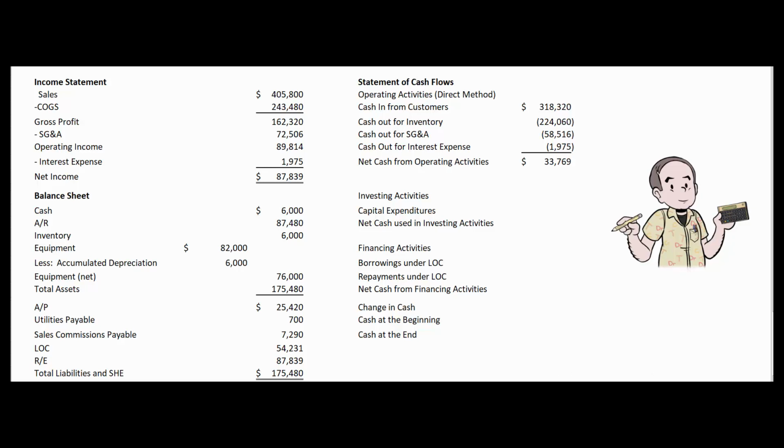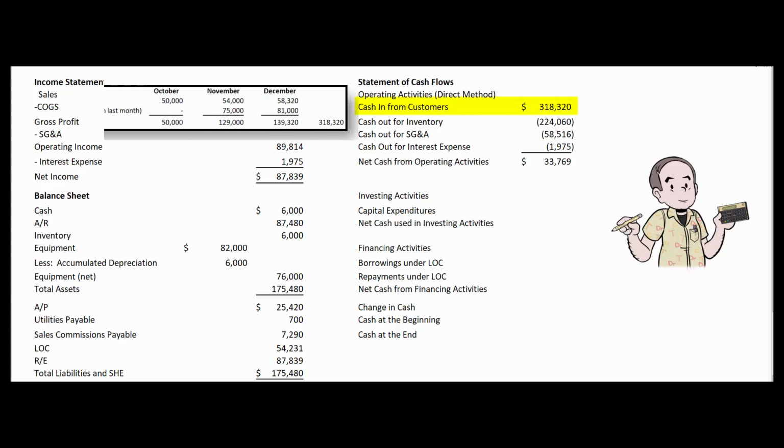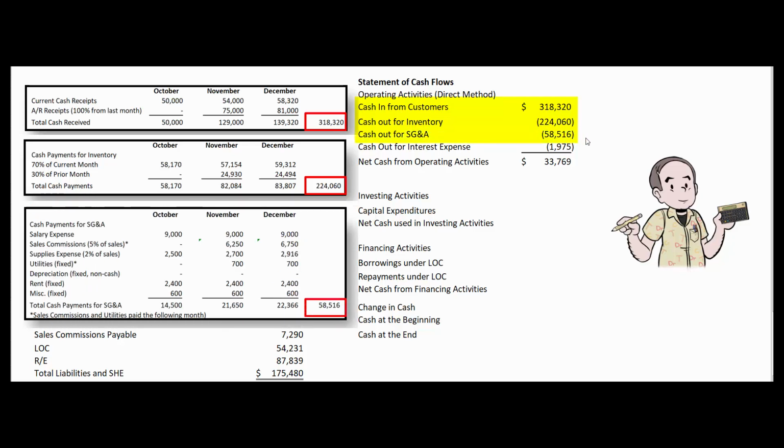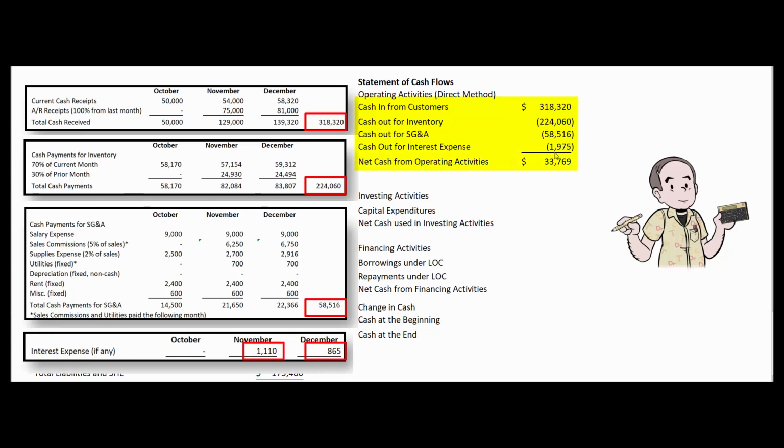The direct method says we got this much cash in and we put this much cash out. So we know we got $318,320 of cash in from our customers during the October, November, December. We spent $224,060 in cash to buy inventory. We spent $58,516 on SG&A, and we spent $1,975 on interest expense. So our cash from operating activities is $33,769.